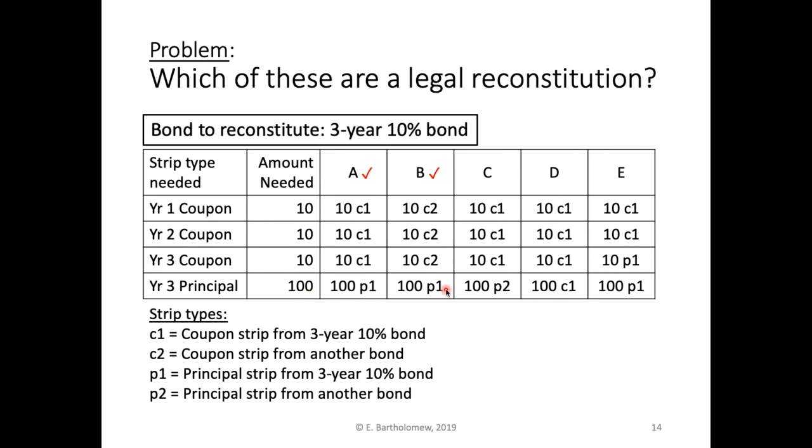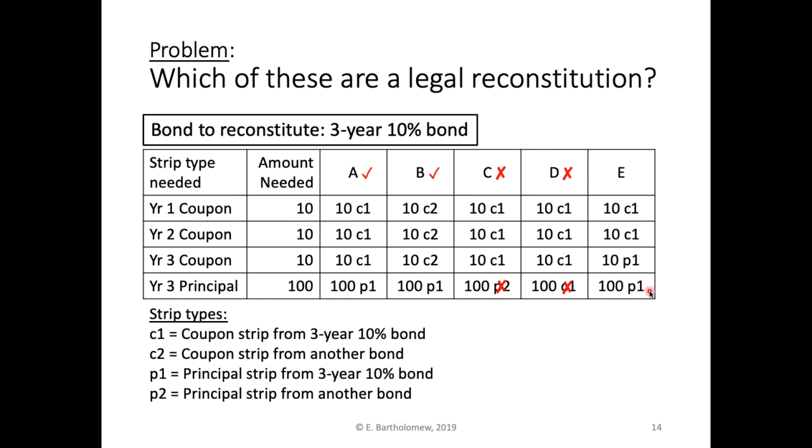What about case C? In this case, the coupons came from the original bond, which is okay, but the principal strip came from another bond. It didn't come from this bond. So this one is not legal. What about D? Here, all of the strips are coupon strips. Well, that again is not legal because we need the principal strip from the original bond. So that's not legal.